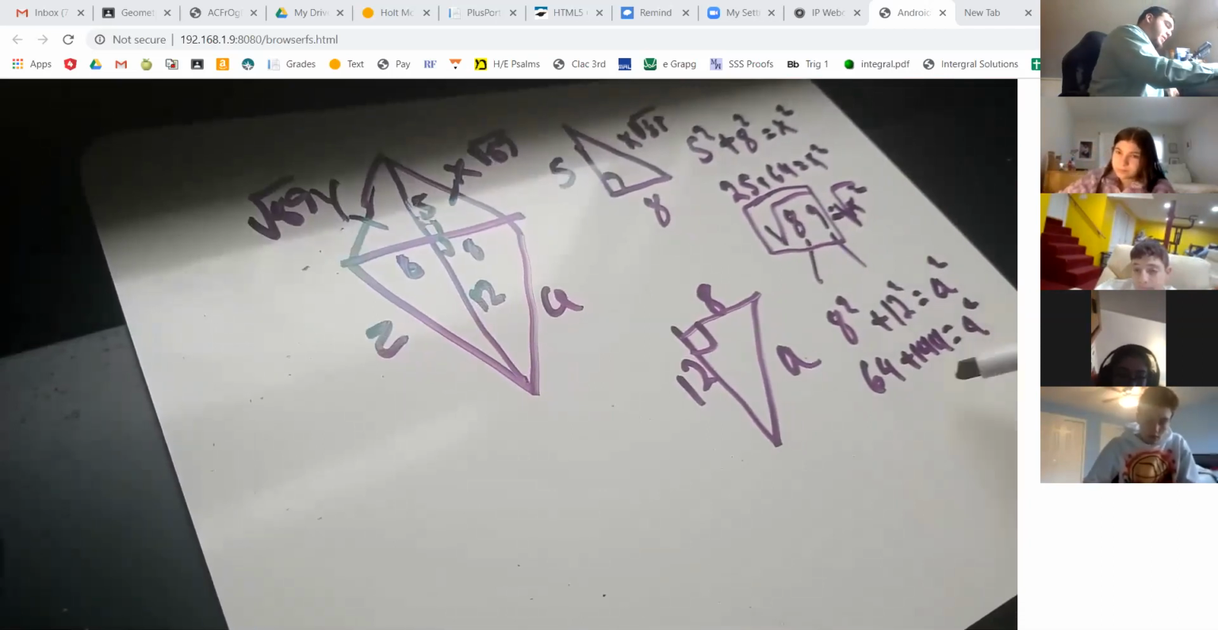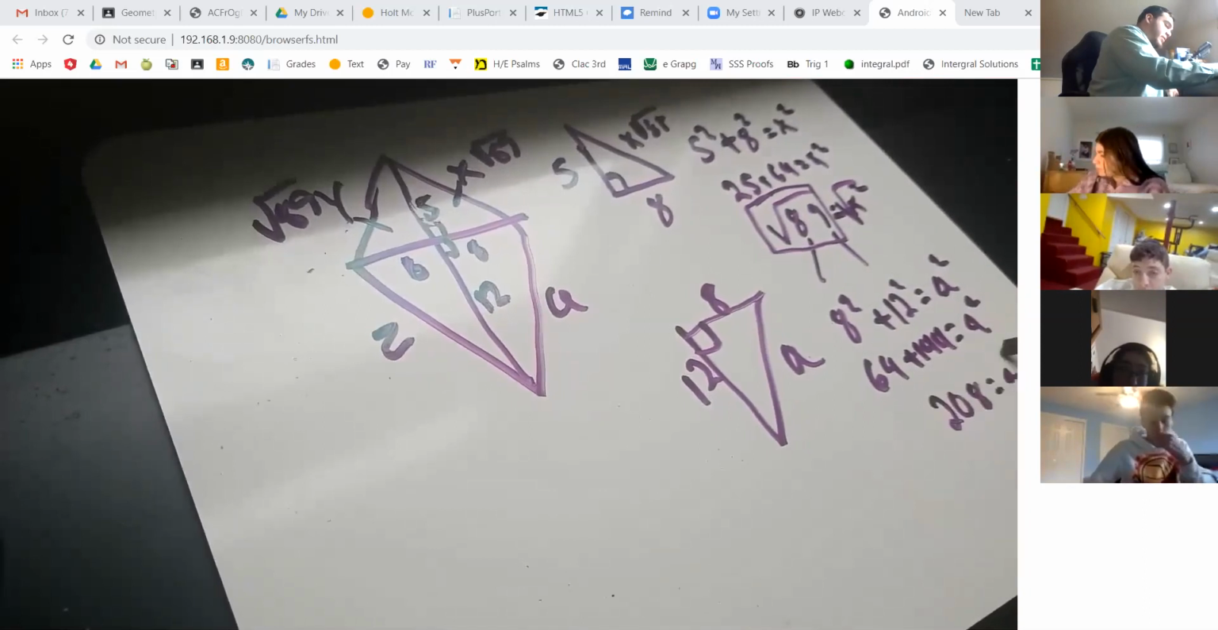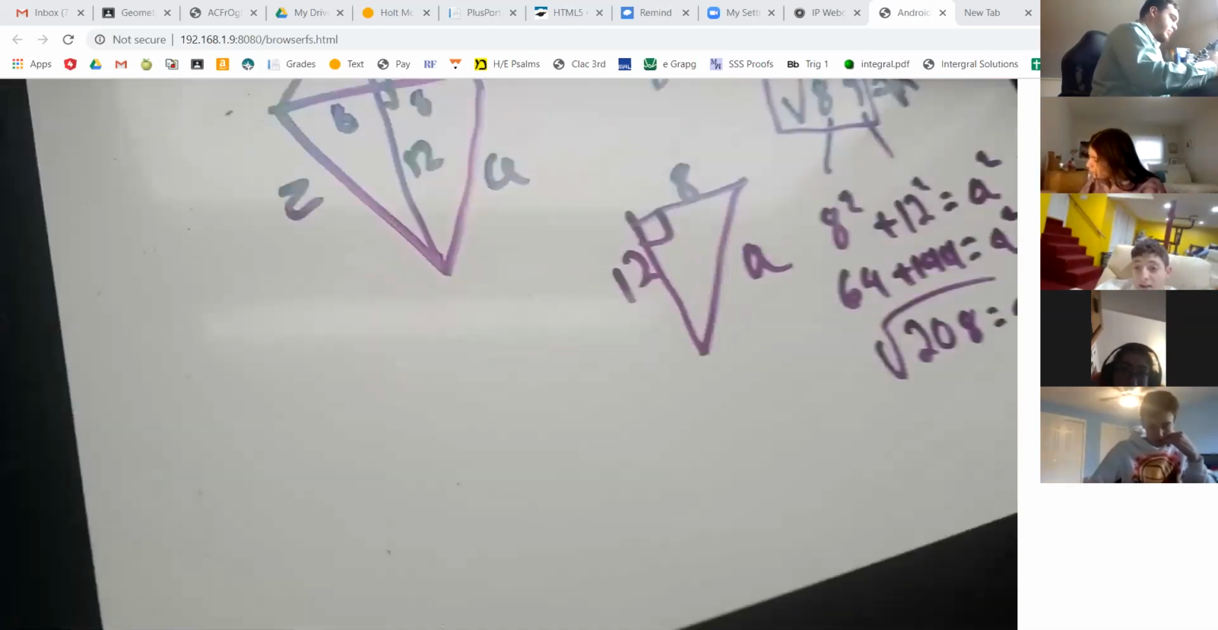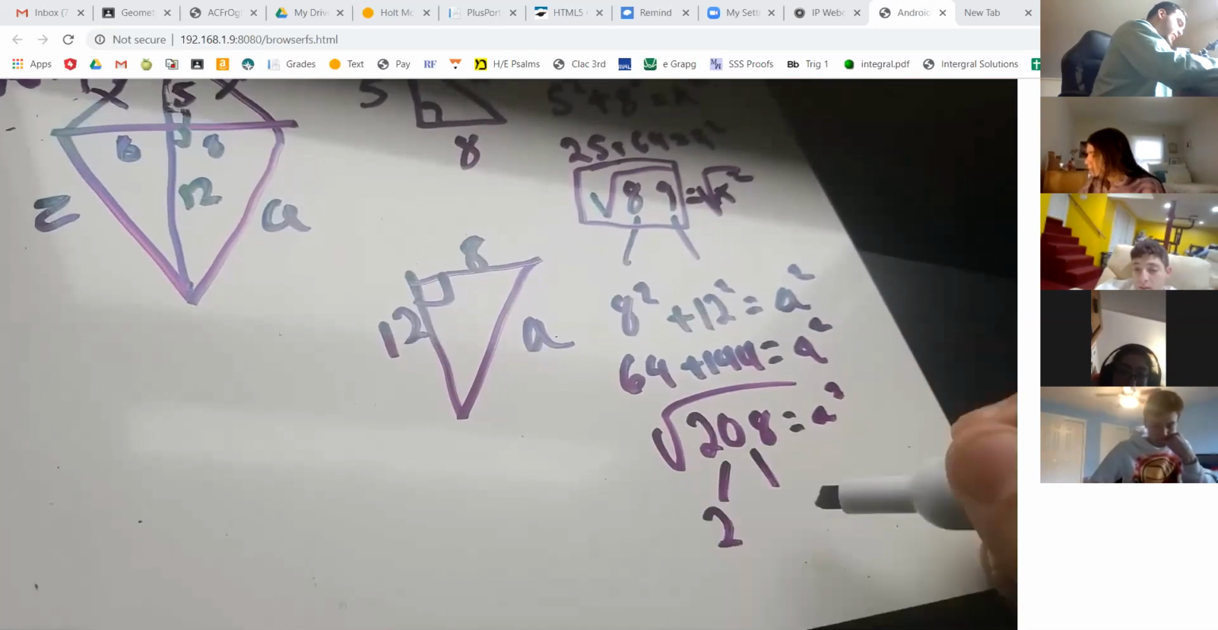Okay. So this is 208 equals A squared. So let's break down 208. It is an even number, so 2 definitely goes there, 104.